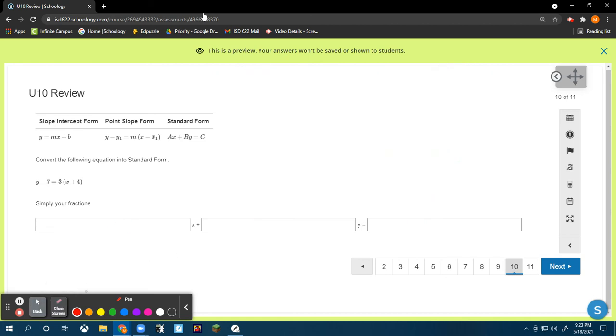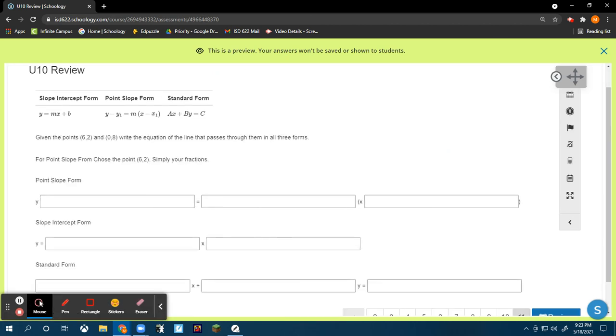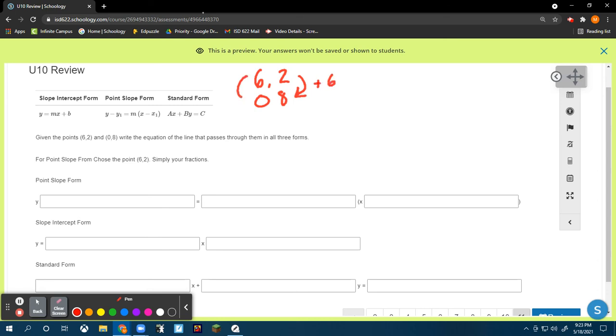And lastly, we're doing pretty much the same exact thing, writing all 3 equations down here. Same process, but first thing we need to do is find a slope. Actually, there's a shortcut on this one I'm going to show you. And 0, 8. Change in y plus 6. Change in x minus 6. 6 over negative 6 equals negative 1, which is your m. That's your slope. I'm going to put it right there.